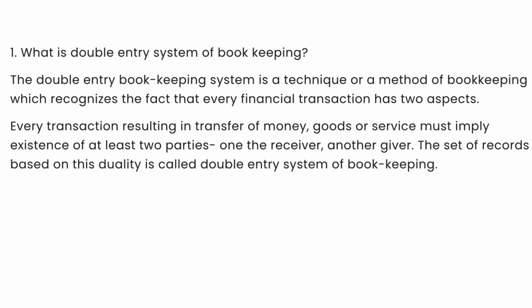What is double entry system of bookkeeping? The double entry bookkeeping system is a technique or a method of bookkeeping which recognizes the fact that every financial transaction has two aspects. Every transaction resulting in transfer of money, goods or service must imply existence of at least two parties, one the receiver, another giver. The set of records based on this duality is called double entry system of bookkeeping.